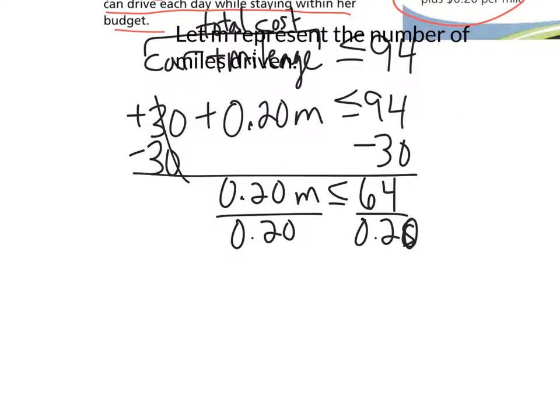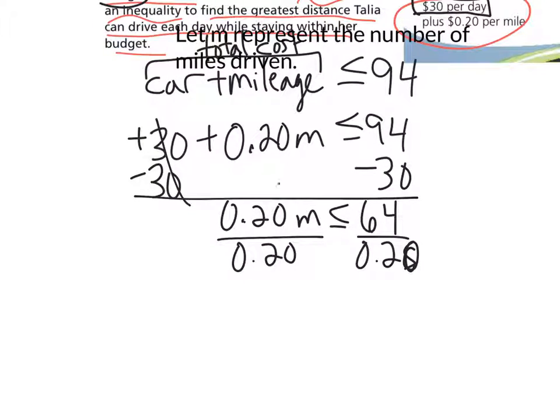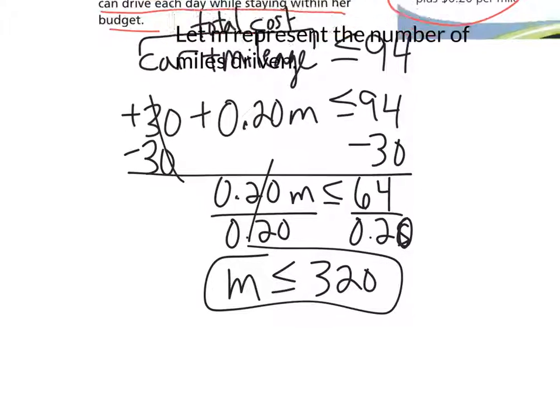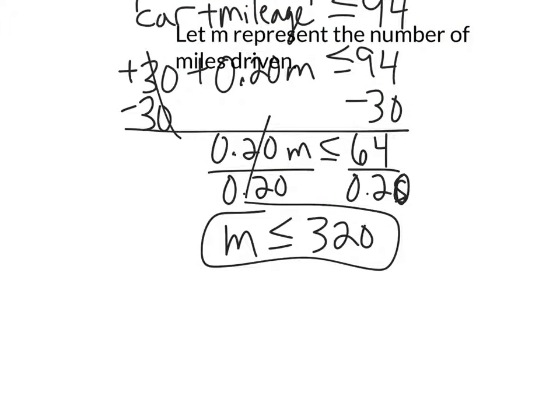When you divide, you might think we should be getting a bigger number here, but we're dividing by a decimal that's smaller than 1, so it's actually going to get bigger. So that should be 320. So m is less than or equal to 320. In other words, the most she could go is 320 miles.